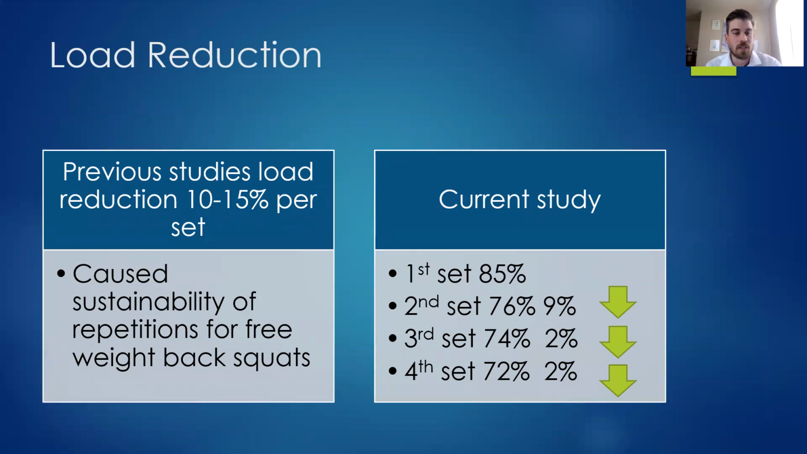And let's look at the load reduction that we found in our study compared to other studies. So previous studies, load reduction was 10 to 15%, and it caused sustainability of repetitions for free weight back squats. In the current study that we had, between the first and the second set, we dropped 9%, and then between the second and the third, it was 2%, and between the third and the fourth set, it was a 2% drop.